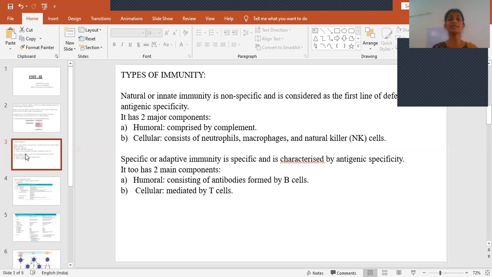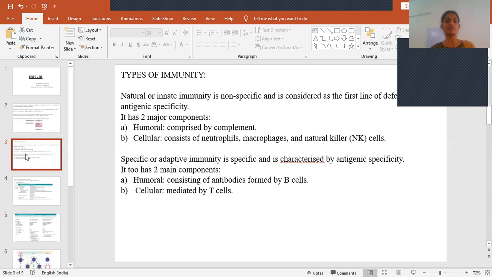What is natural immunity? It is non-specific. Our body is already armored with some kind of properties, some kind of antibodies, in order to fight against upcoming antigens. It is considered the first line of defense, and there is no proper antigenic specificity; it is non-specific. It has two components: one is humoral and the other is cellular. The humoral component consists of complement molecules, and the cellular components include neutrophils, macrophages, and natural killer cells.